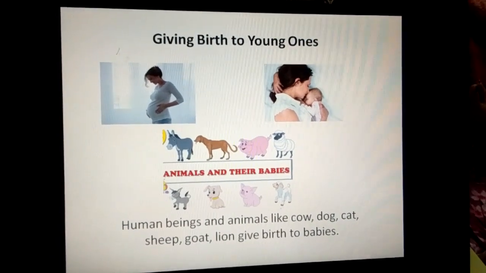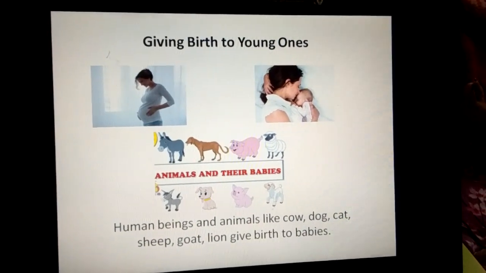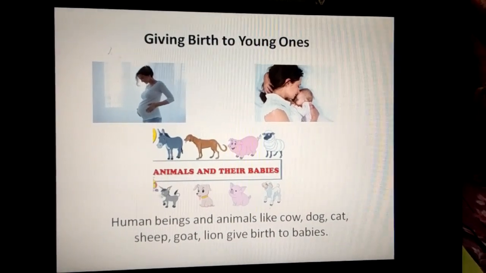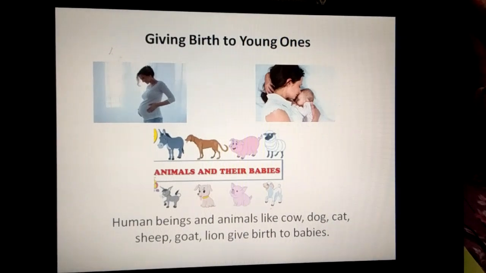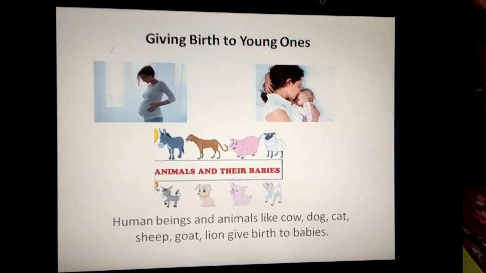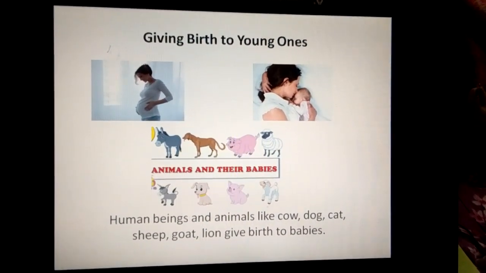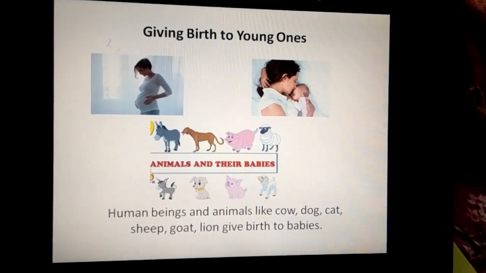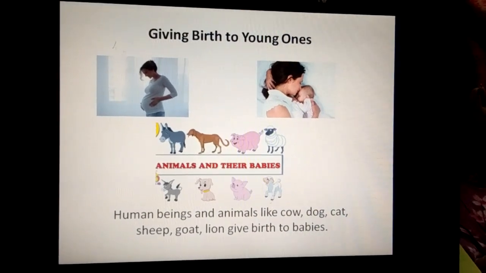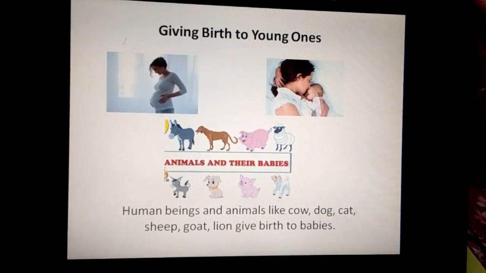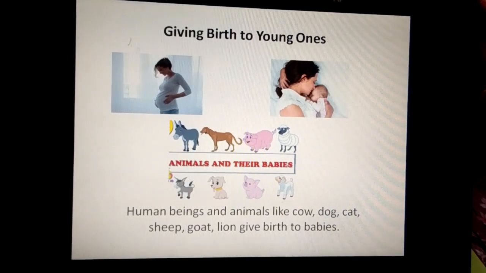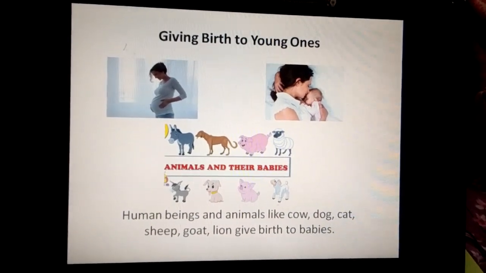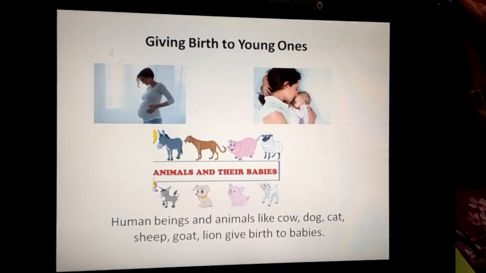Next topic is giving birth to young ones. Human beings and animals like cows, dogs, cats, sheep, goats, lions, and elephants give birth to babies. These animals are called mammals. The young ones of mammals grow inside the mother's womb. When they are born, they feed on their mother's milk till they grow up and can eat other food. Mammals take care of their young ones till they are able to look after themselves.